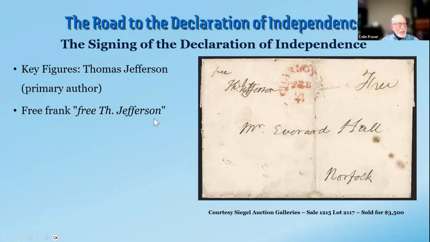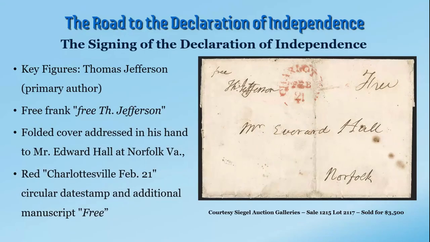In this case, Jefferson is another individual who got a free frank as the primary author, and you can see here "free" is written twice, both in the upper left-hand corner where Jefferson signed it, and then more boldly in the upper right corner as well. And this cover is addressed in his hand to a Mr. Edward Hall in Norfolk, Virginia. And you can see the cancellation in the center, the circular date stamp in the center there.